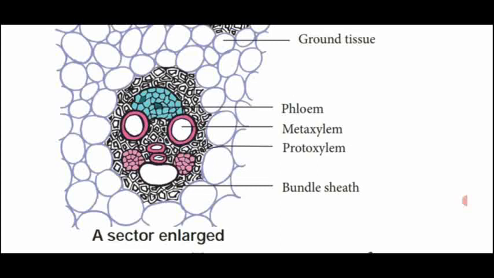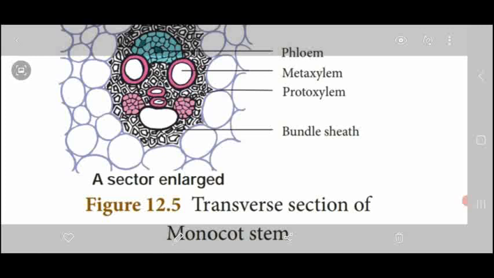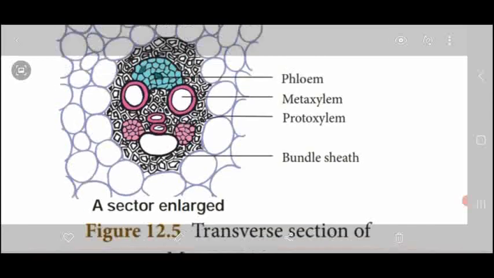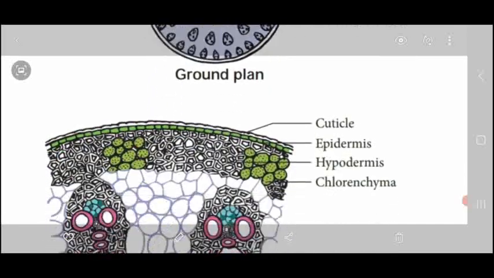Dear students, imagine the diagram. It is skull shaped. The two eyes are the metaxylem. Then the smaller two protoxylem are considered to be the nose. Then the last protoxylem disintegrates to form a cavity, which is called the mouth region. So the structure of the vascular bundle is called a skull shaped vascular bundle. So this is the transverse section of monocot stem or maize stem.